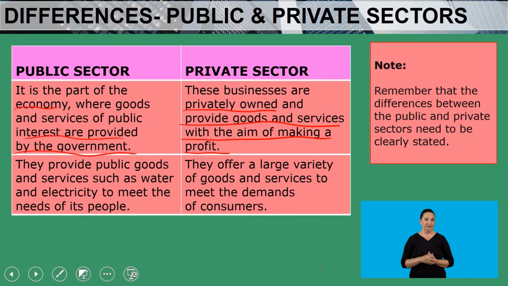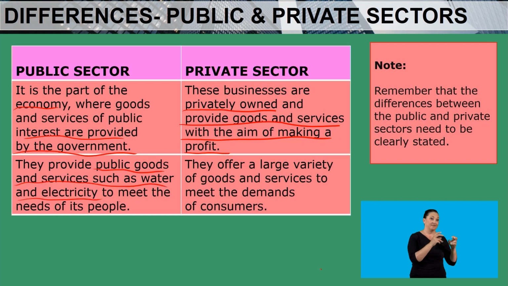Another difference is that the public sector provides public goods and services such as water and electricity to meet the needs. Here's a key: the needs of its people, while the private sector offers a large variety of goods and services to meet the demands of consumers. So the government is looking at the needs of people, making sure that it provides services that are going to meet the needs of the people, while the private sector has to offer services that deal with the demand.